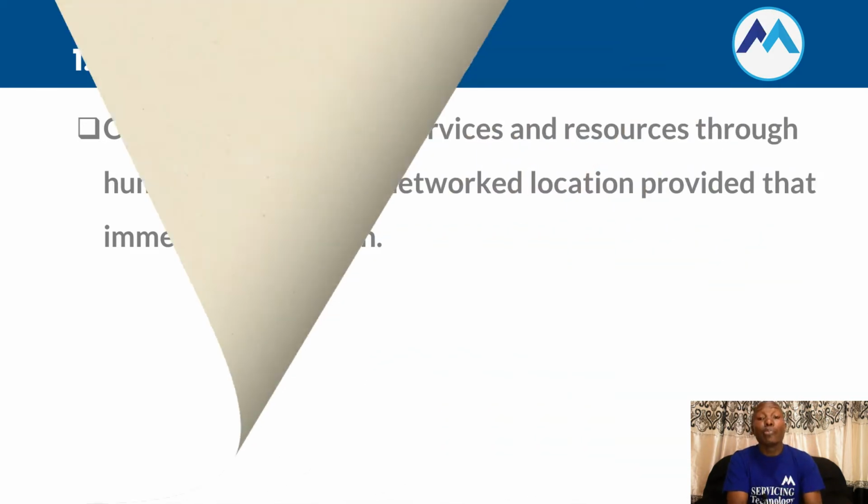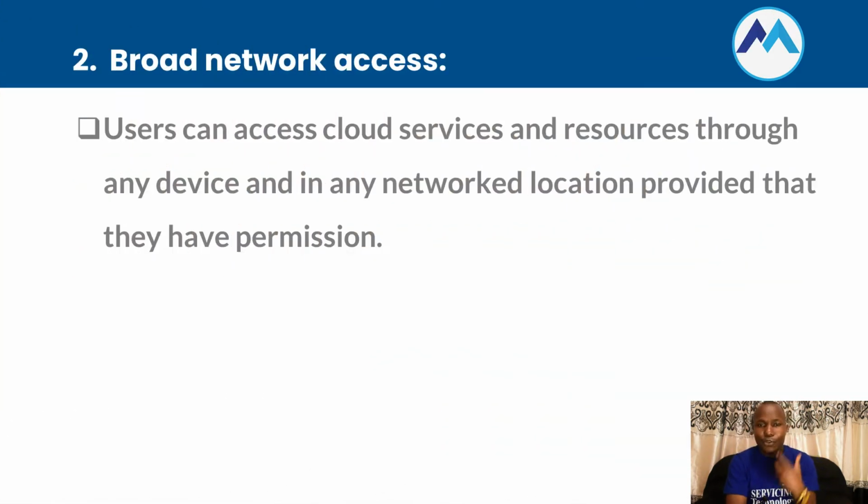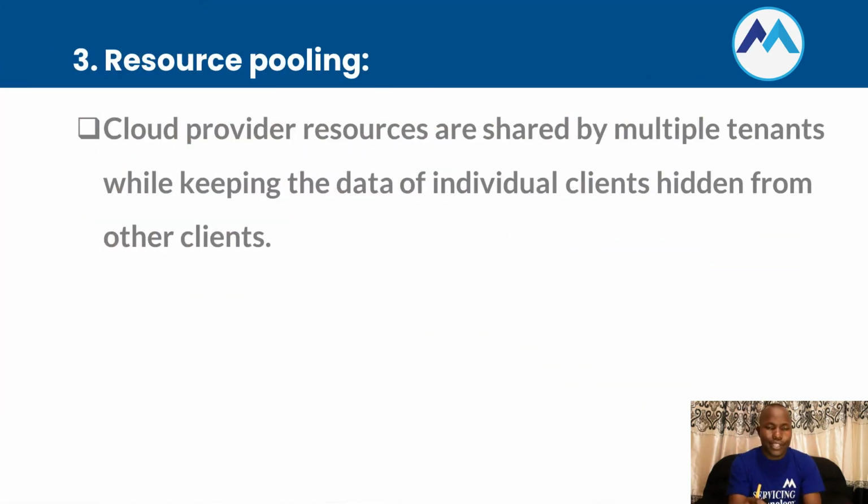Number 2, broad network access. Users can access cloud provider services and resources through any device and in any networked location, provided they have permission. Essential characteristic number 3, resource pooling. Here, cloud provider resources are shared by multiple tenants while keeping the data of individual clients hidden from other clients.